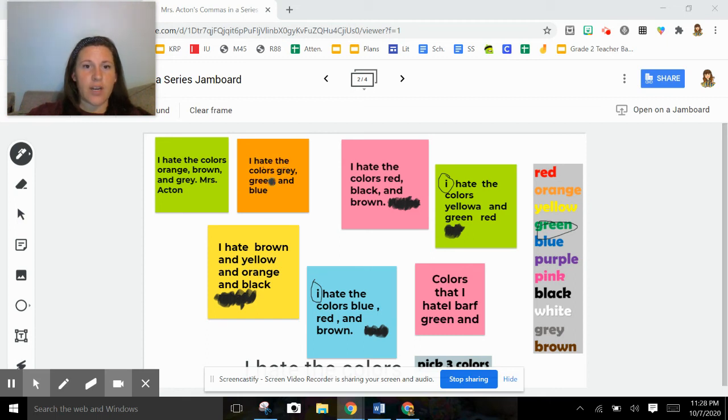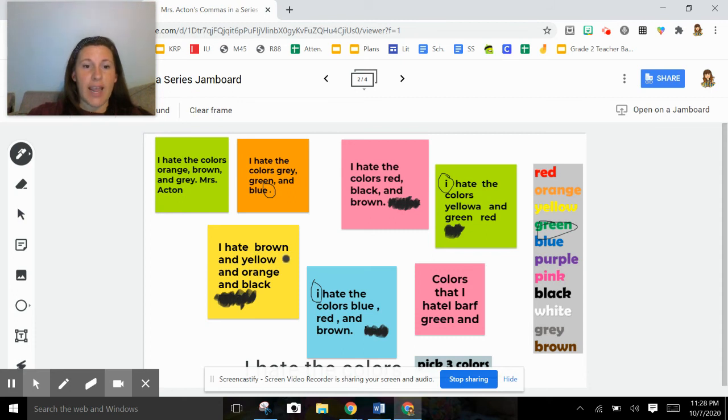I have some friend that did a really good job. I hate the colors gray, green, and blue. 1, comma, 2, comma, and 3, but I need a period at the end of that sentence. Still not perfect. Capital letter at the beginning. Other than that, this one doesn't look too bad. This one has no commas at all.